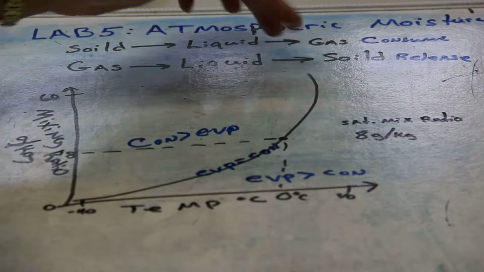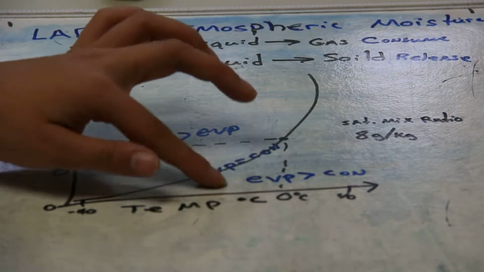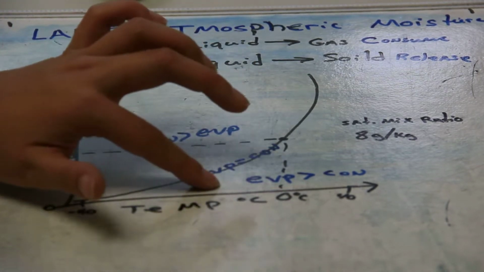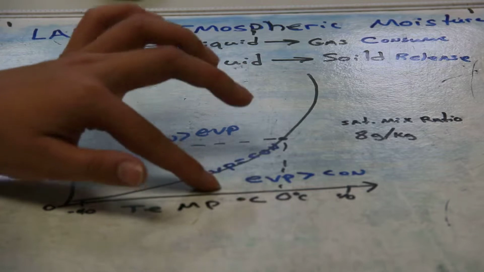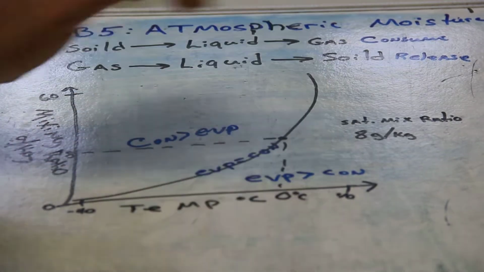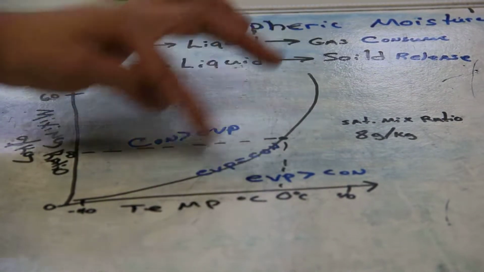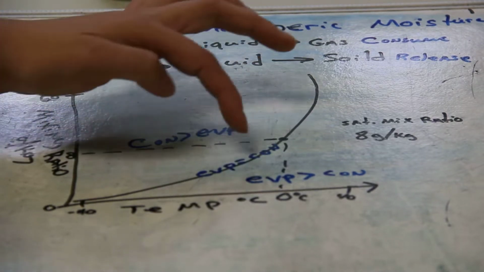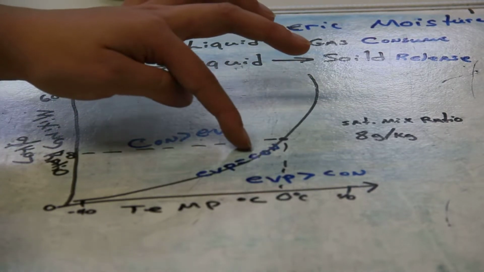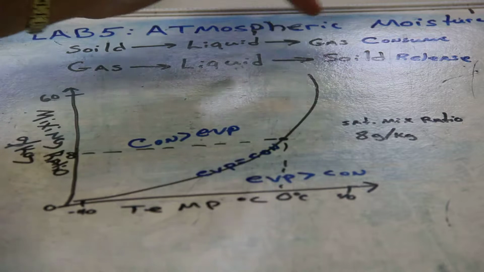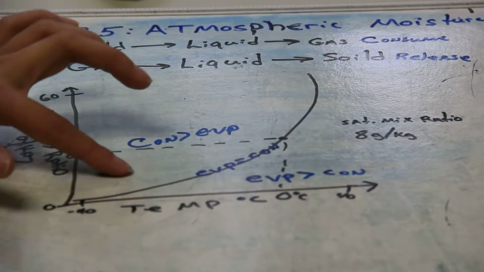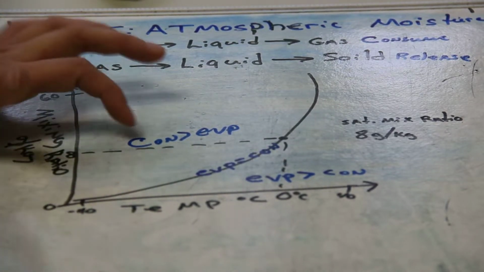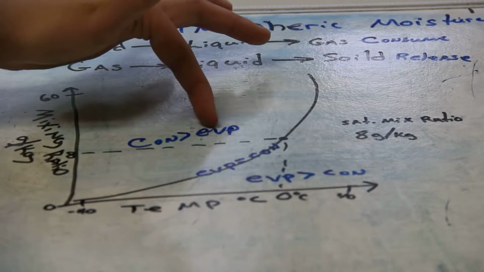And on this curve, what it means is that everything below this is unsaturated air, which means I have capacity for more water, and evaporation is greater than condensation. Everything on the curve, evaporation is equal to condensation, and that is saturation. And everything above the curve is supersaturation, and condensation will exceed evaporation.